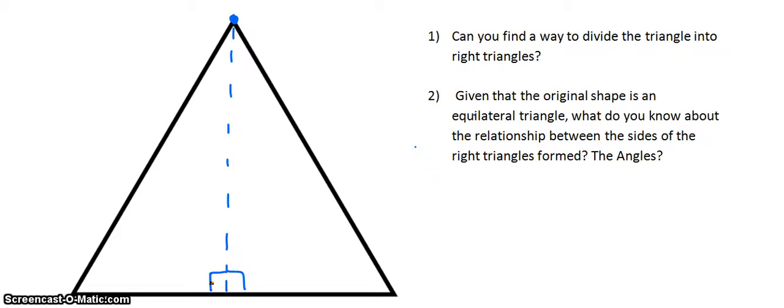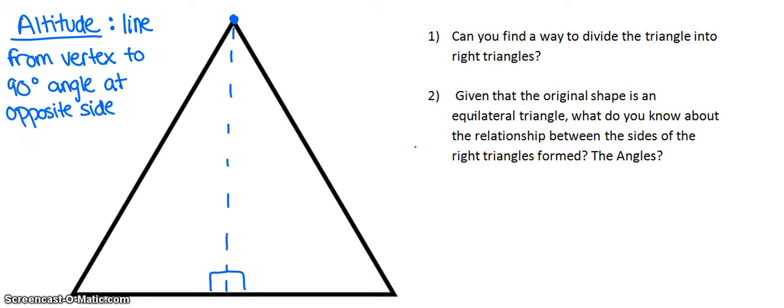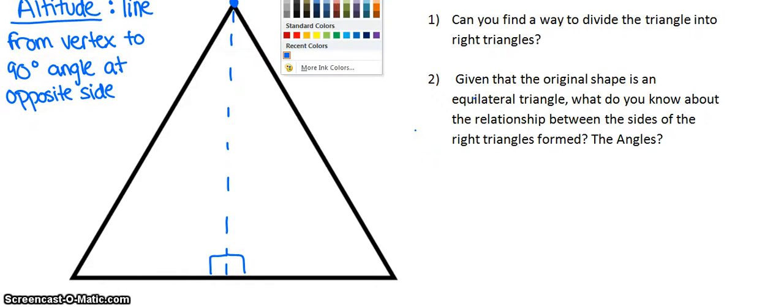You may want to write down what an altitude is here. So I'm going to pause the video and write that while you write your own definition. Okay, so an altitude is a line from a vertex to a 90-degree angle to the opposite side. Make sure you have that written down.